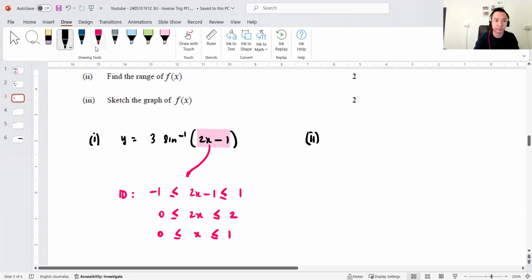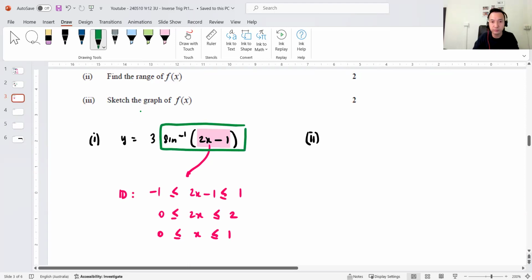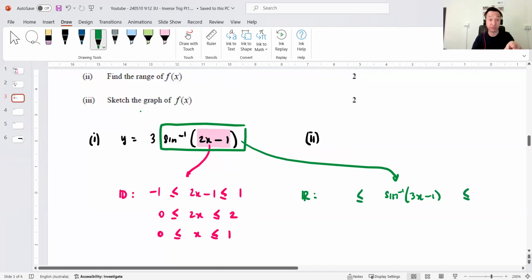That's decent. Now, next one, remember I said to you, put the inverse part only for the range. 3x minus 1 between the range of sine inverse, which is negative pi on 2 and pi on 2. When it was cos inverse, it was 0 and pi. Sine inverse is slightly different. And then we just need to manipulate, get the 3 in there, so times this by 3, times this by 3.